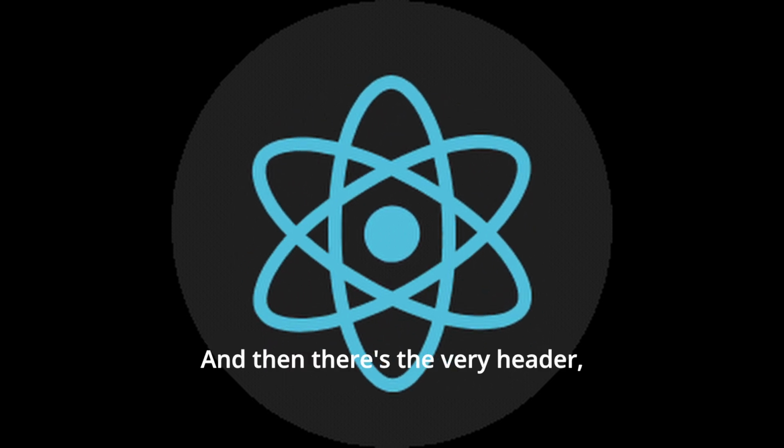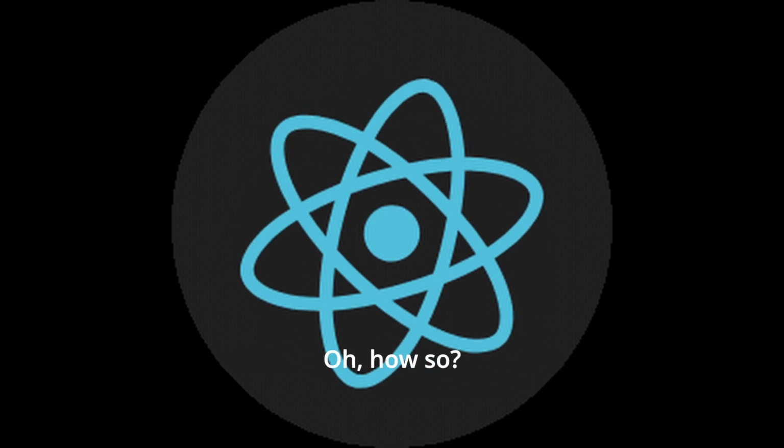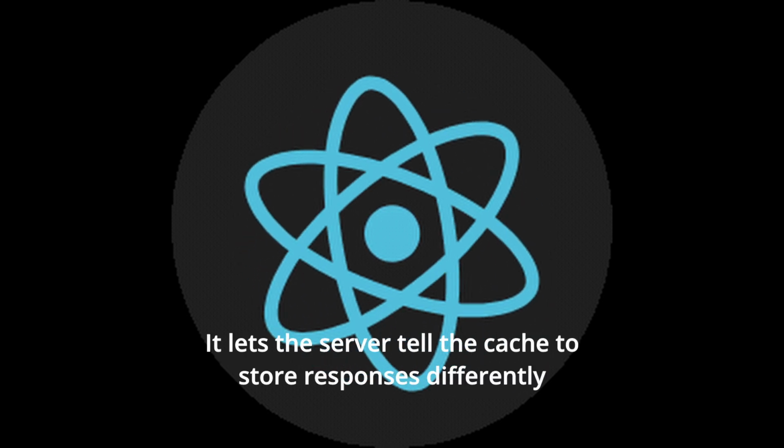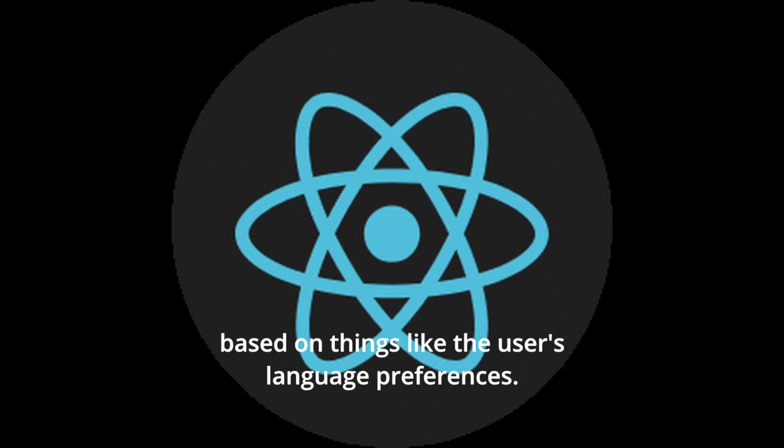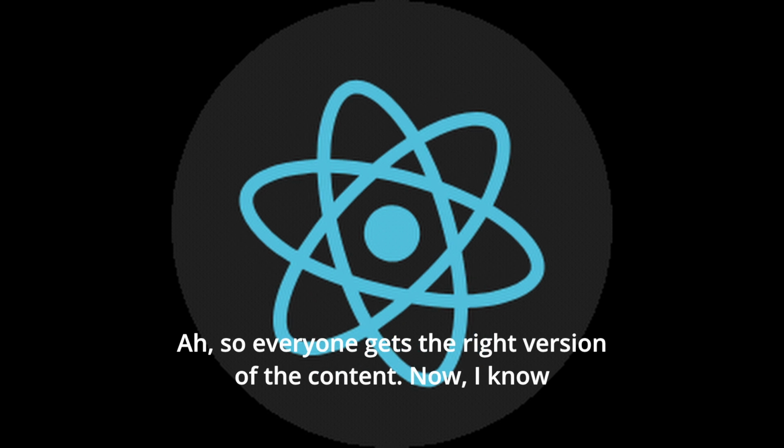That's brilliant. And then there's the Vary header, which allows for more nuanced caching. How so? It lets the server tell the cache to store responses differently based on things like the user's language preferences. So everyone gets the right version of the content.